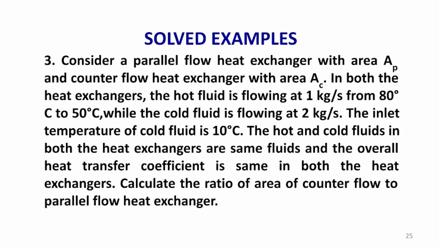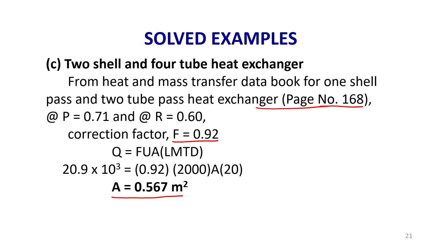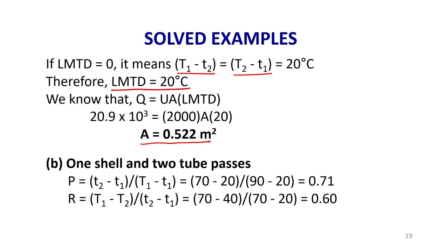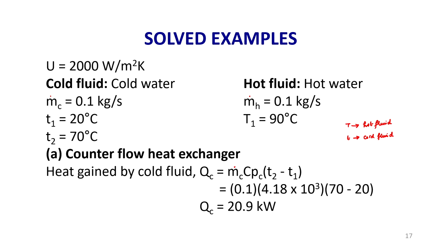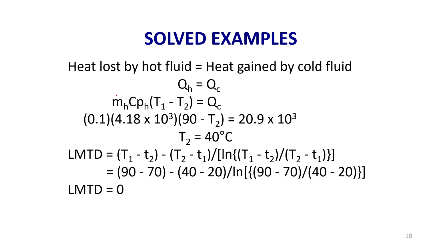So, I think 2 more problems are there. This is the last problem in this one. Consider a parallel flow heat exchanger with area A suffix P, P refers to parallel flow. Let me again put emphasis here, mass flow rate is m dot, not m.